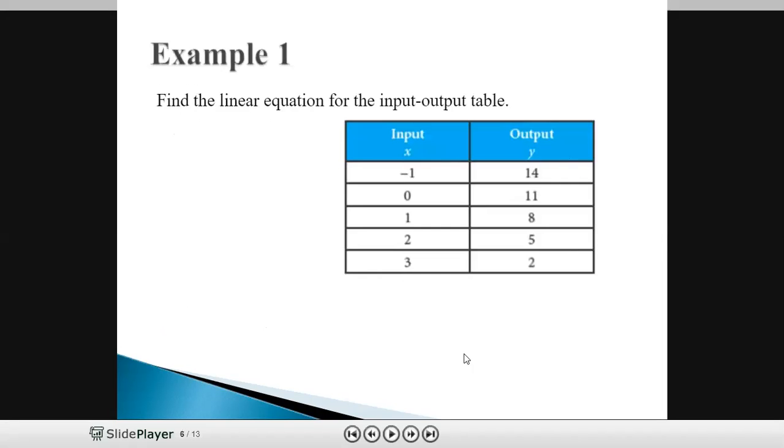In case we have a question like this, find the linear equation for the input and output table. Which column will represent the input? The first one represents the input, and the second one represents the output. And we said input is like x, like independent values. Output is like y, like what?